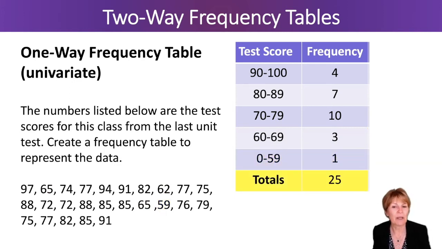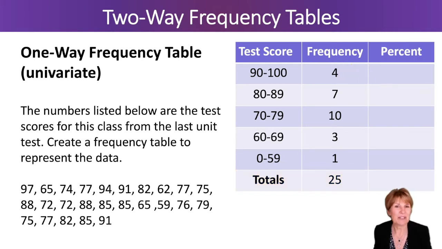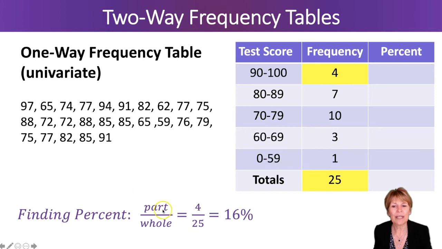If we add them all up, we see we have 25 scores, and we can come back over here, count these all up. There's 10 in each row plus 5 more. So we have recorded all of our scores in our frequency table. Now, in addition to knowing the frequency, it helps to know the percent. So if we look at the percent for each one, we're looking at the part over the whole.